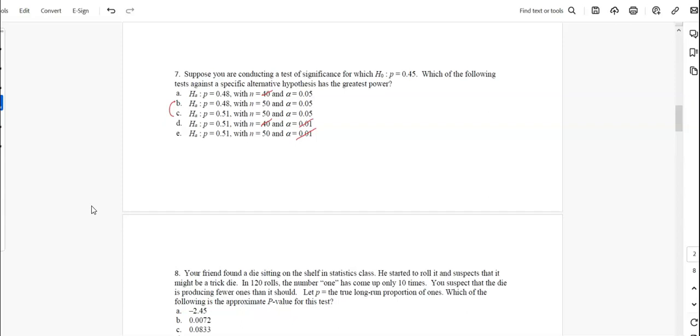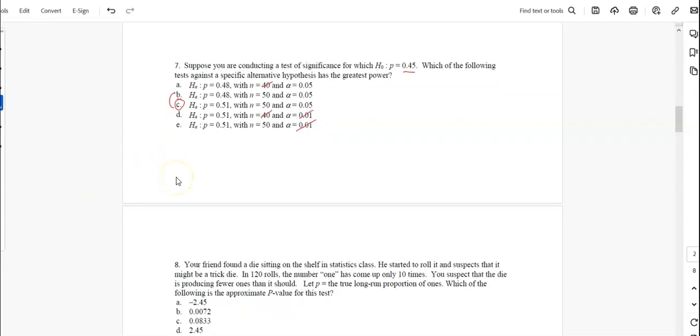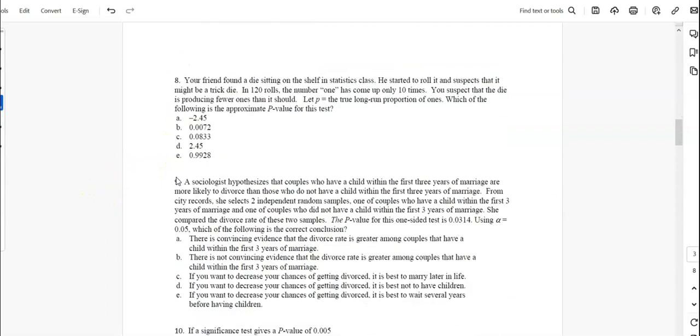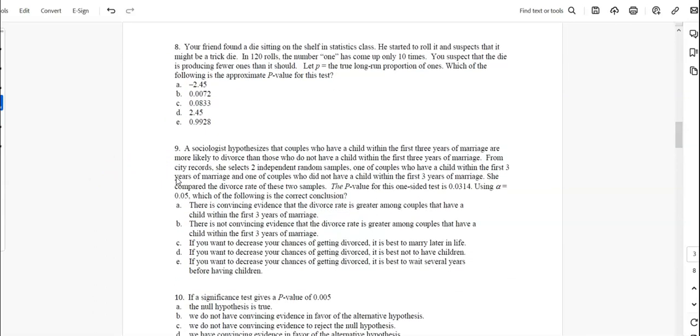Okay, and so I want a bigger difference from here. I want the result of my sample to be a larger difference from 0.45. So which one's further away? 0.48 or 0.51? I think 0.51. That gives us more powerful results when the p-value is more different. I like that question, actually.